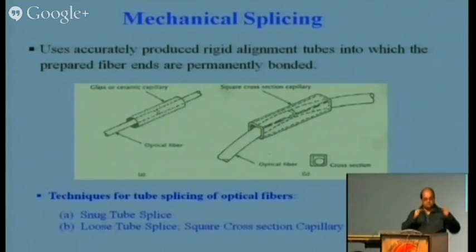Because when you are putting your fiber in a very, very fine capillary, there are tolerance problems. When you are inserting your fiber, it may rub with the surface. The rubbing may lead to some micro bending or other pressure on the fiber. It may damage the prepared surface also. So in that category, loose tubes or V grooves are better.